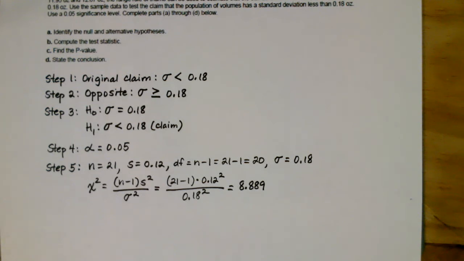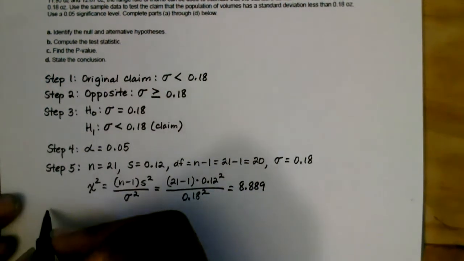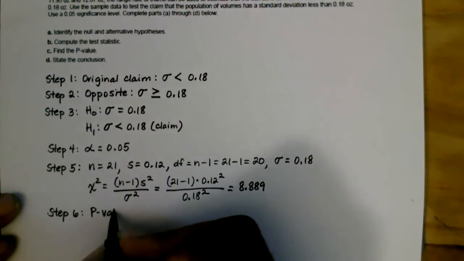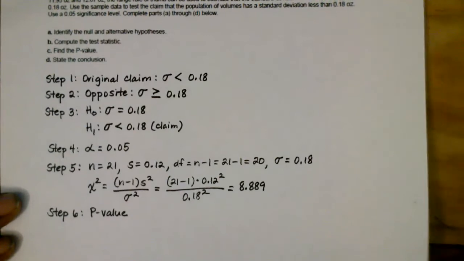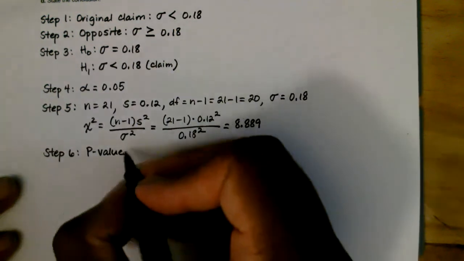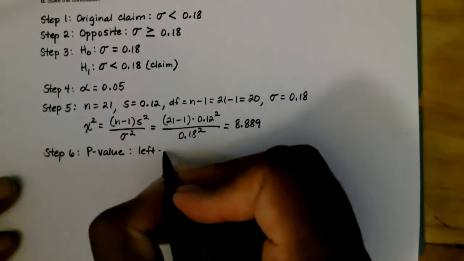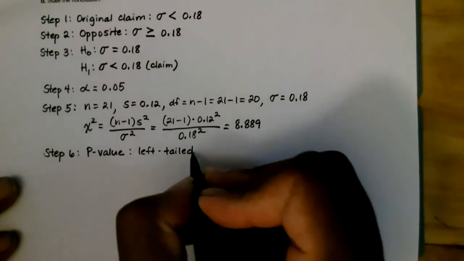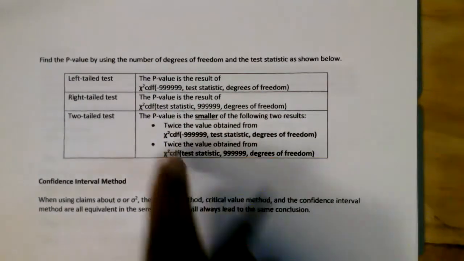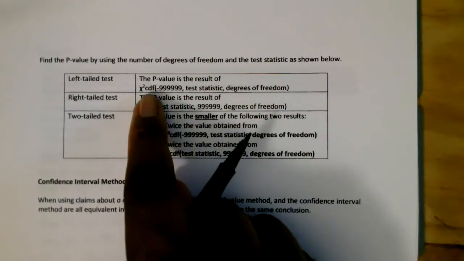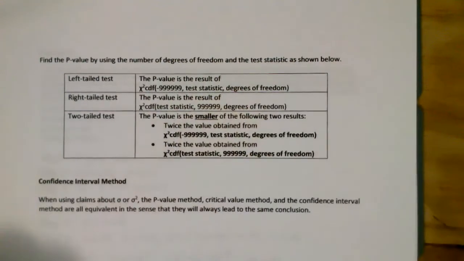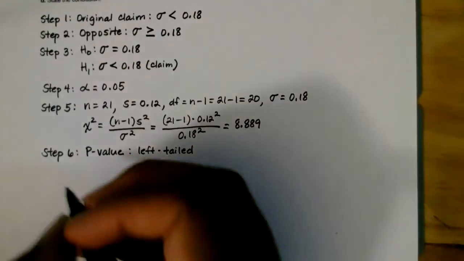Step number 6 is finding the p-value. Now let's look at our alternative hypothesis here. It says less than. Less than points to the left, so that means we have a left tail test. And because we have a left tail test, based on this, we have to use this format. Chi-square CDF, negative with a bunch of 9s, then your test statistic, then degrees of freedom. It follows that format for a left tail test.